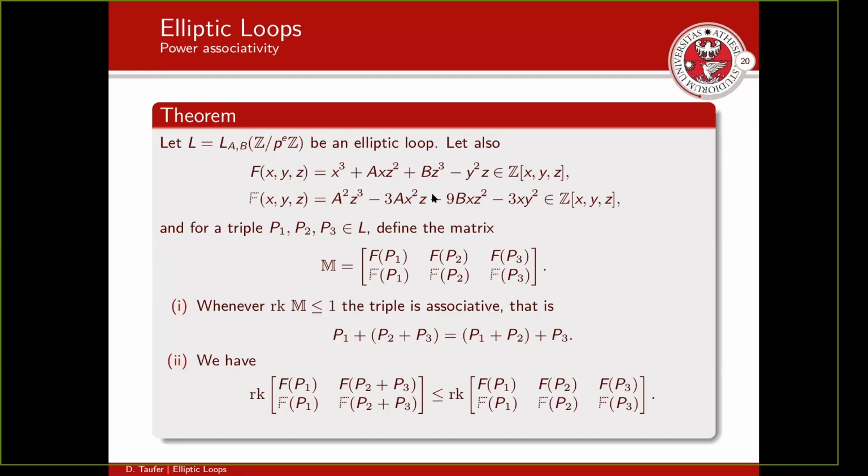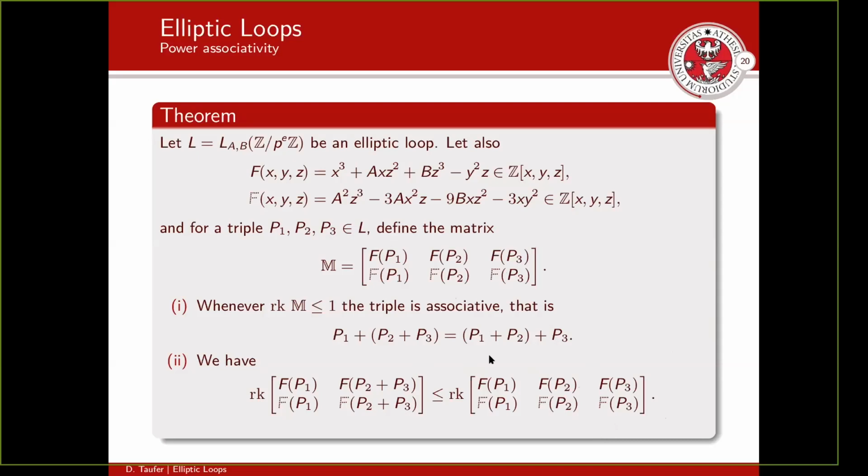So it is really amazing, because this is a general way of proving that points associate by using rank information of matrices. And the second part is always beautiful, but it's more technical. It says that if you squeeze 2 columns, then you get a rank which is at most the rank you are starting from.